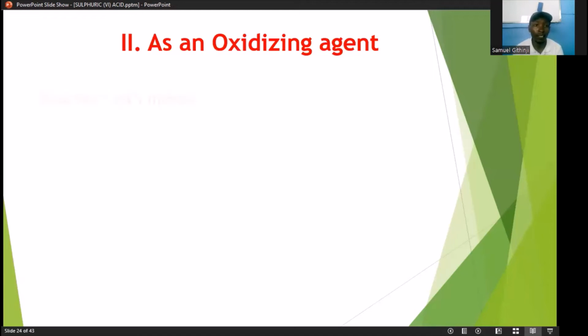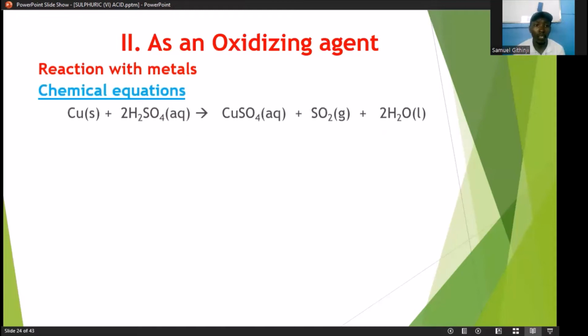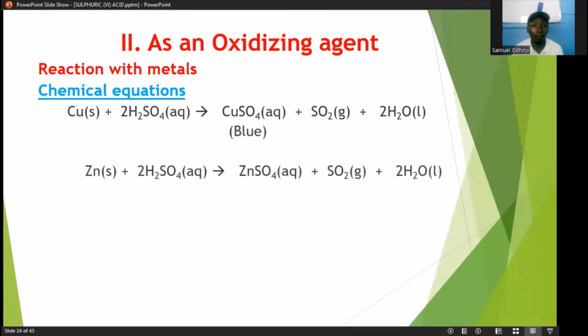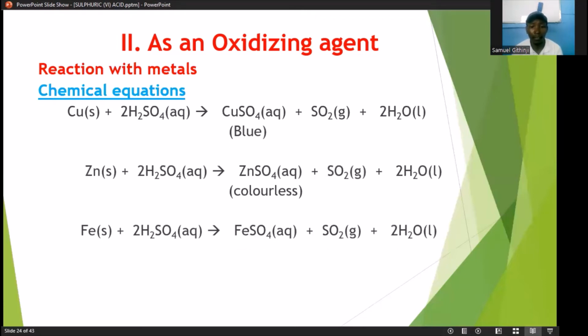As an oxidizing agent, it can react with the metals. When it reacts with the metals, concentrated sulfuric acid, remember this should be liquid, it forms the salt, sulfur 4 oxide, and water. Be it reacting with copper, zinc, or iron, you can see the solutions formed there.